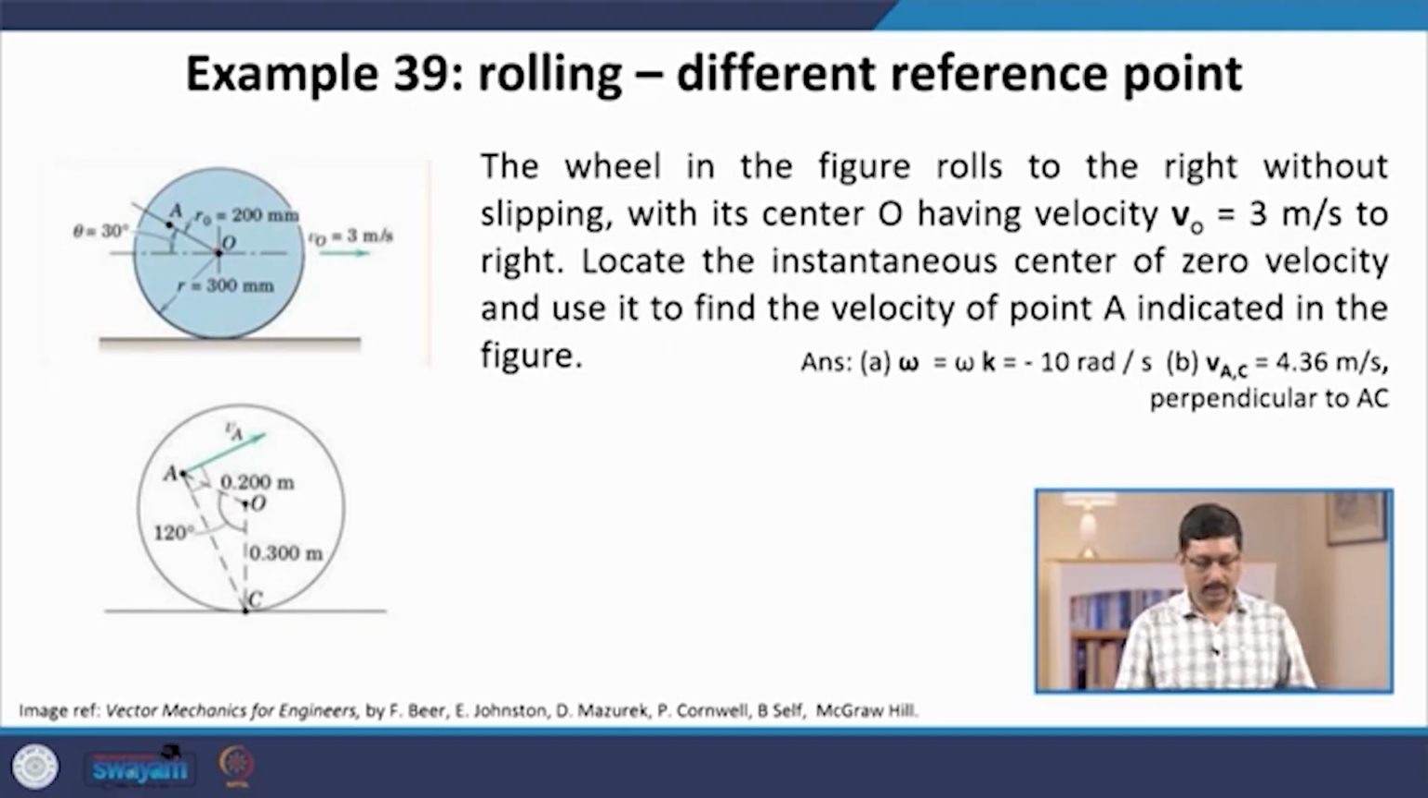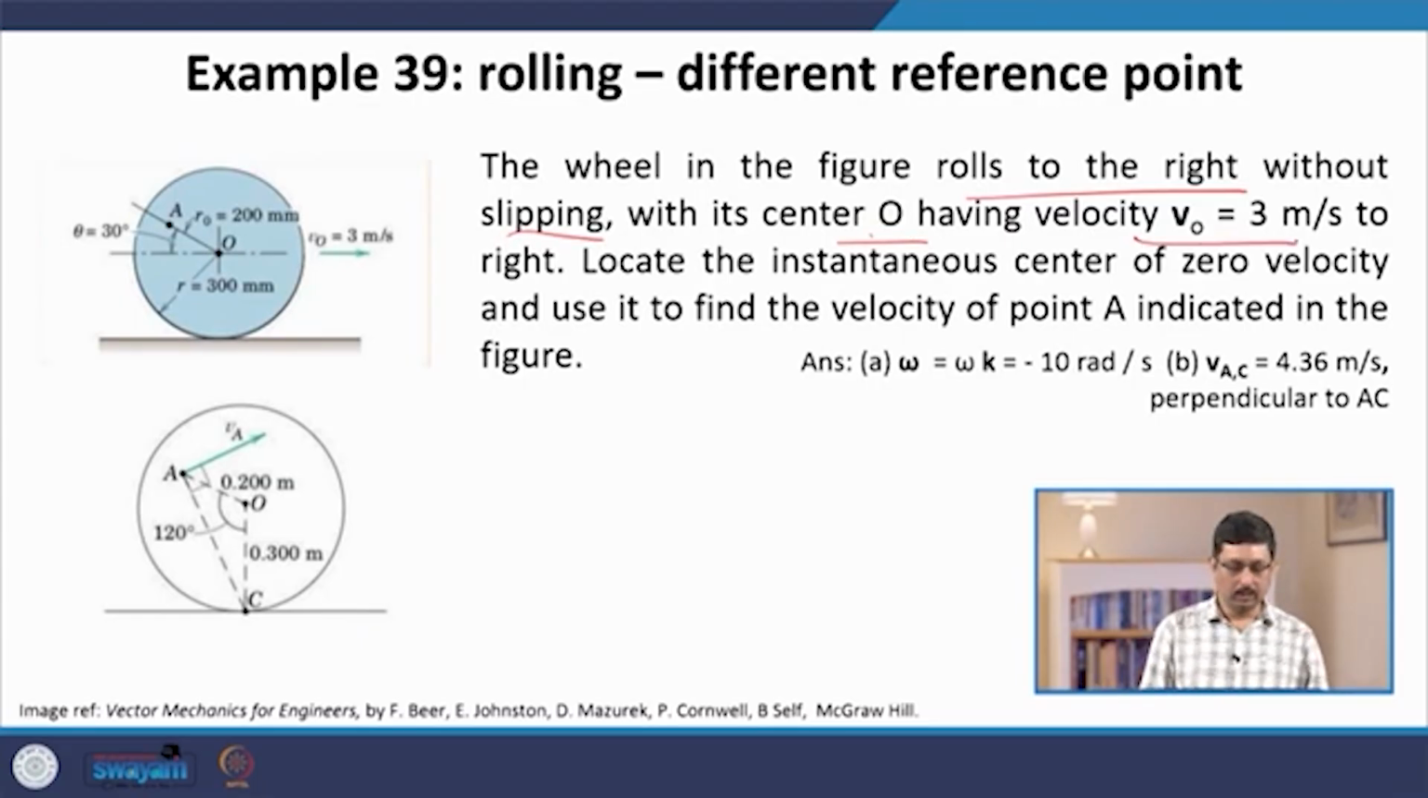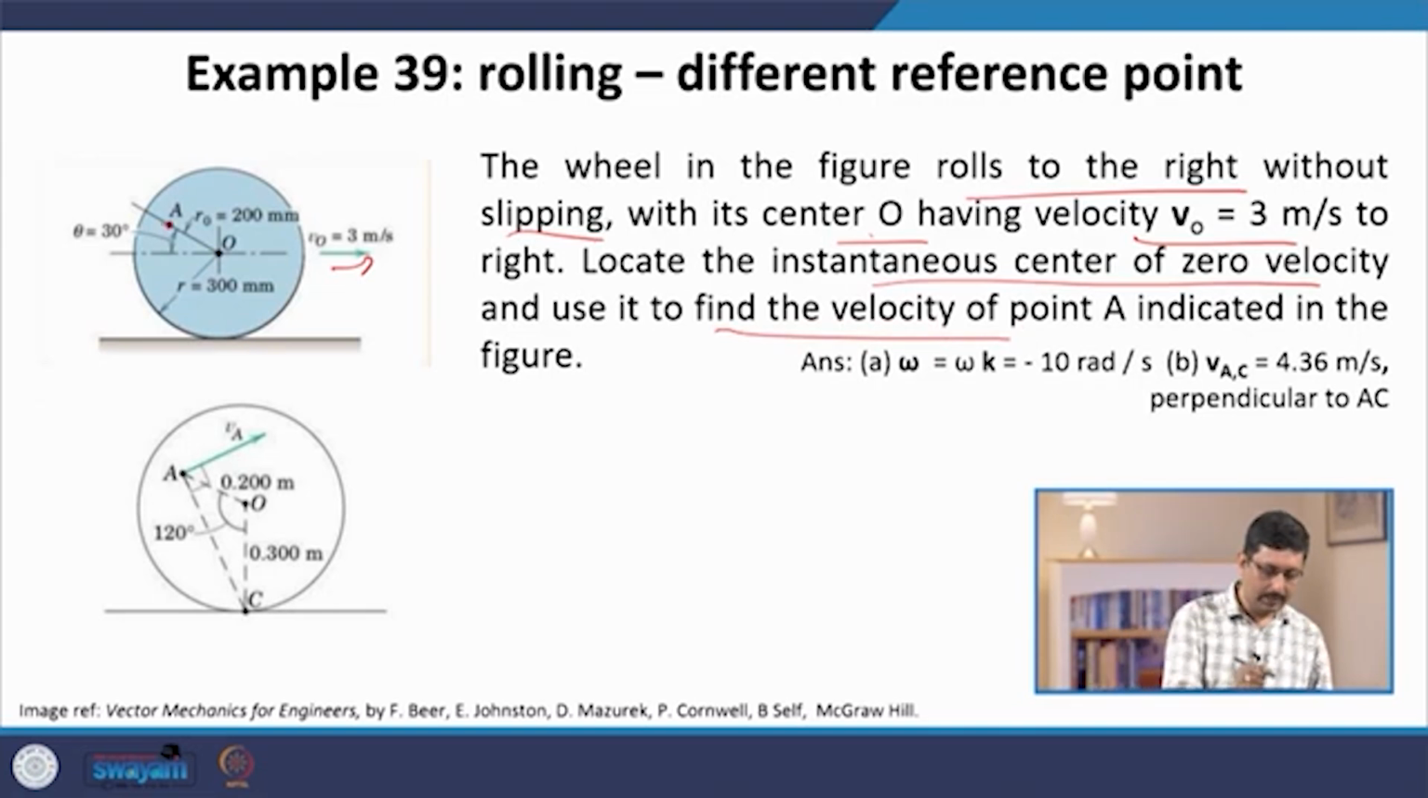The reference point about which we are going to describe the rotation of the object can be anything. So, in this example, there is a wheel which rolls to the right without slipping, very important, and the center of the wheel has a velocity v0 which is 3 meter per second towards right. Now, locate the instantaneous center of 0 velocity and use it to find the velocity of a point A. So, a point A is this one.